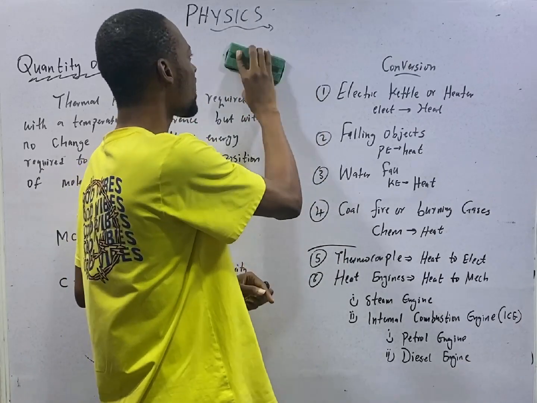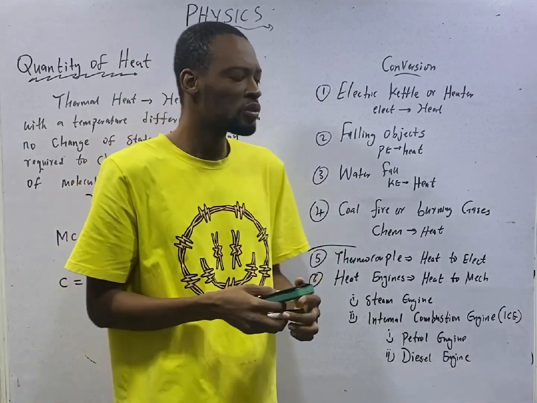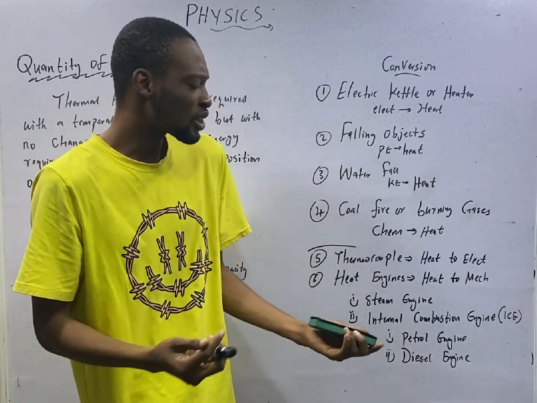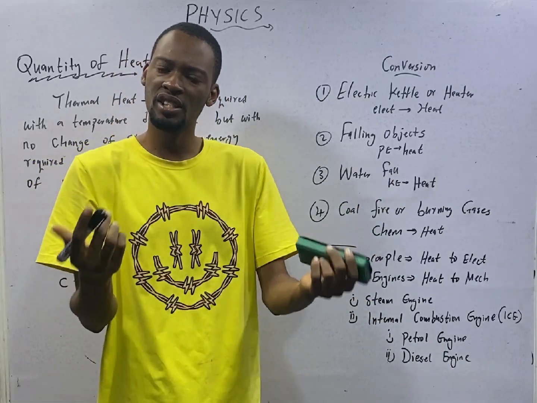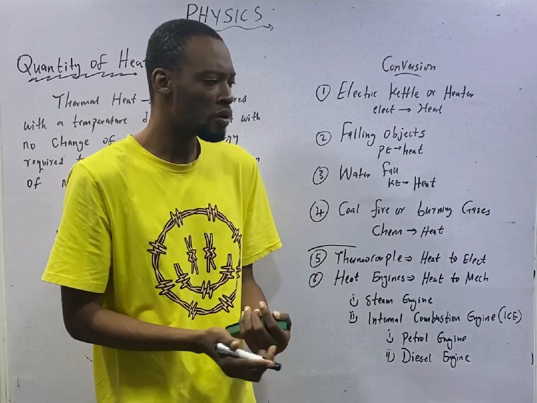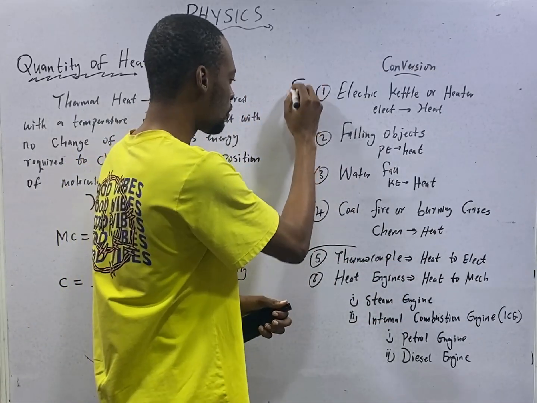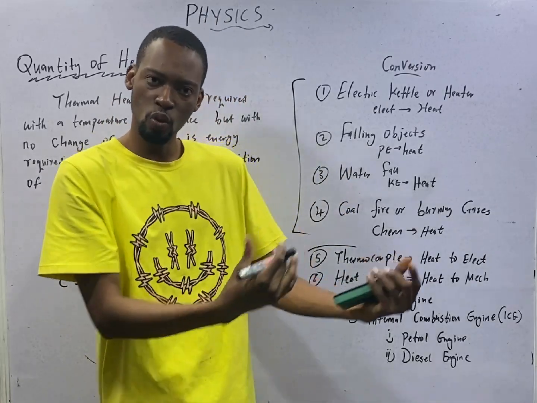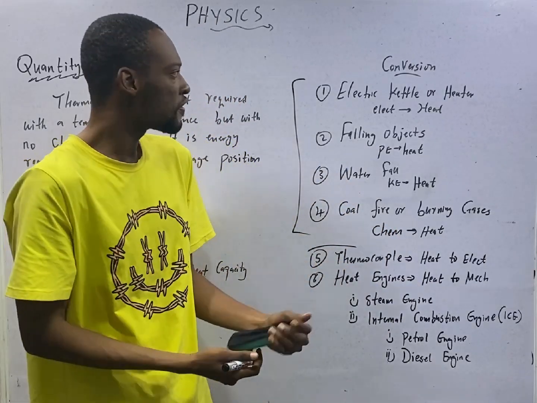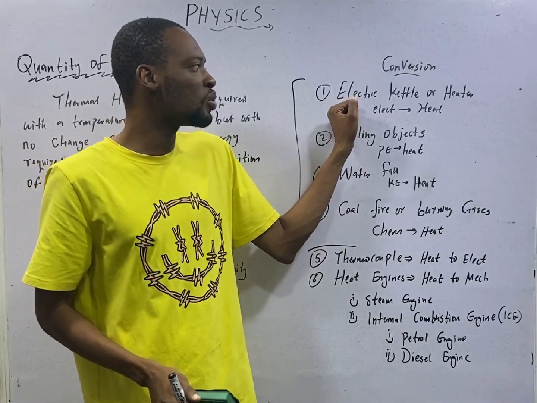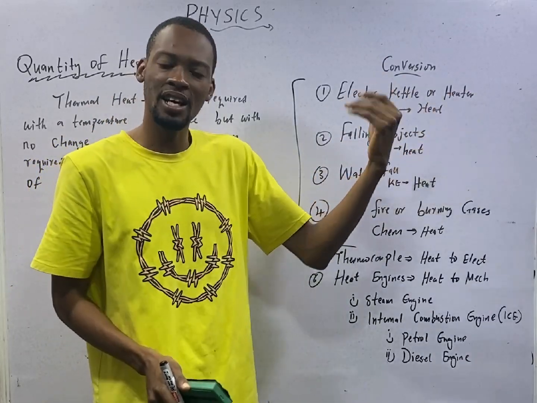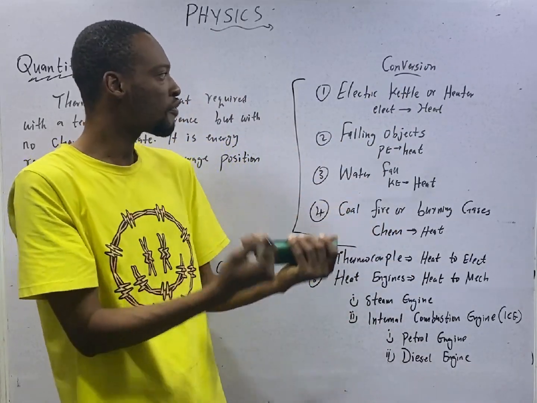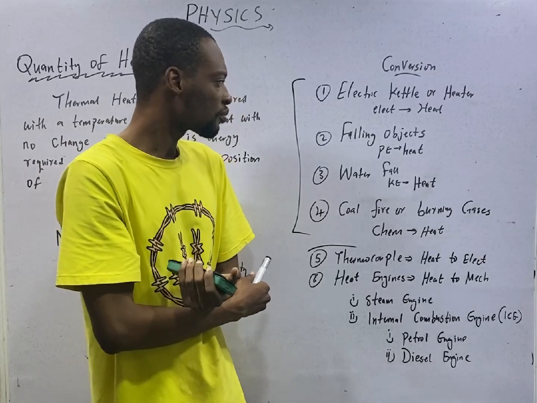Now, there are ways we can convert other forms of energy to heat energy. We can as well convert heat energy to other forms of energy. Now look at numbers 1 to 4. We can use these methods to get heat. These are the ways we can get heat energy. For example, the electric kettle or heater will convert electric energy to heat energy. At source, we are able to generate heat from an electric kettle.